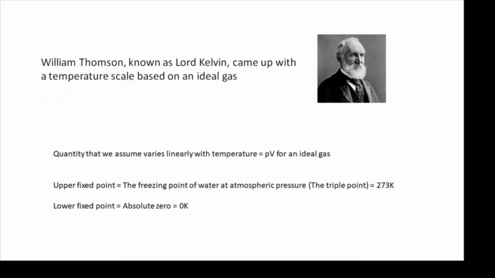Now, William Thomson, we know him better as Lord Kelvin, came up with a temperature scale based on an ideal gas. So this temperature scale is actually based on something that doesn't exist. And the quantity that we assume varies linearly with temperature is PV. So we assume that PV is proportional to temperature.